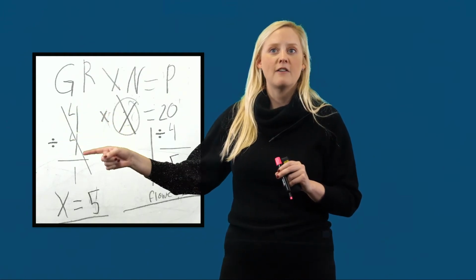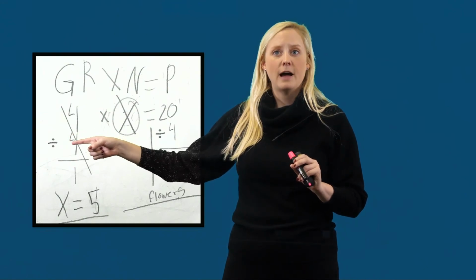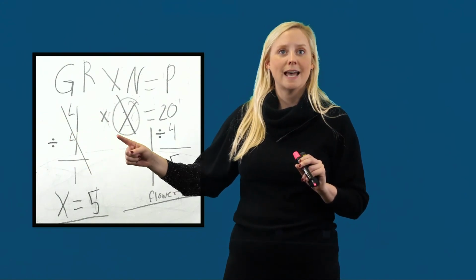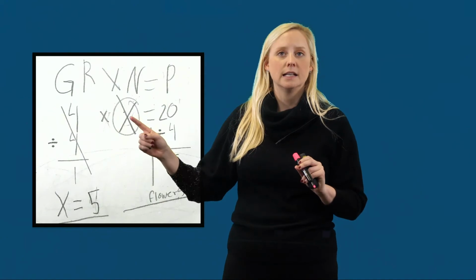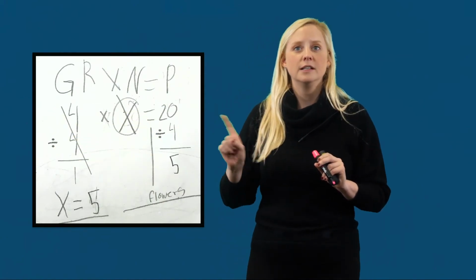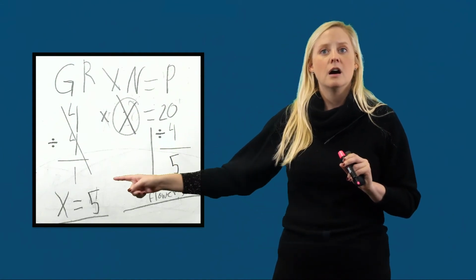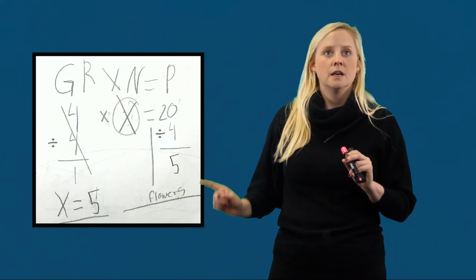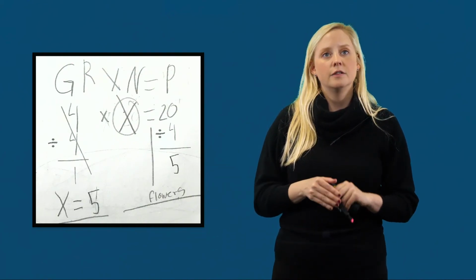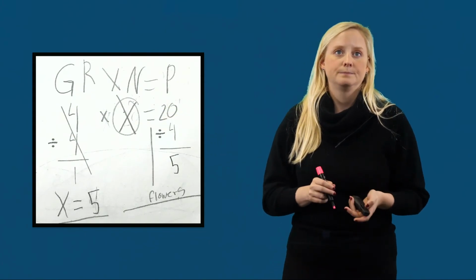So 4 divided by 4 gives us 1. If we divide by 4, we have 1. 1 times x is going to give us x because any number times 1 gives us that number. If we divide by 4 on this side, we have to divide by 4 on this side. 20 divided by 4 is 5. Our answer is 5 flowers. If students, again, are working on their division fluency, you can say 4 times what gives us 20.